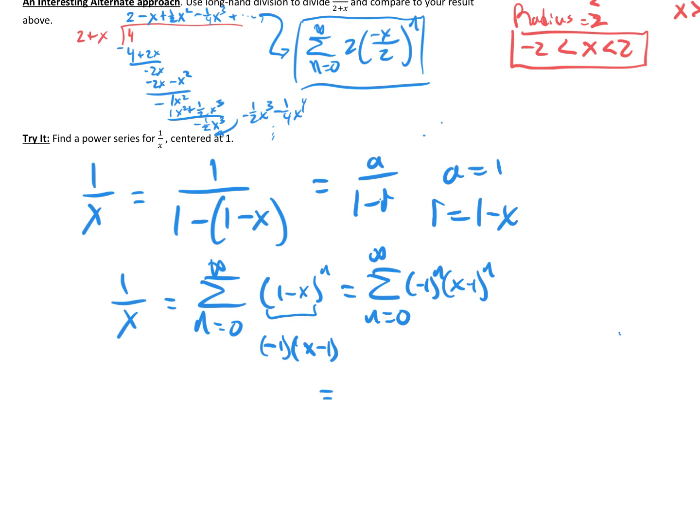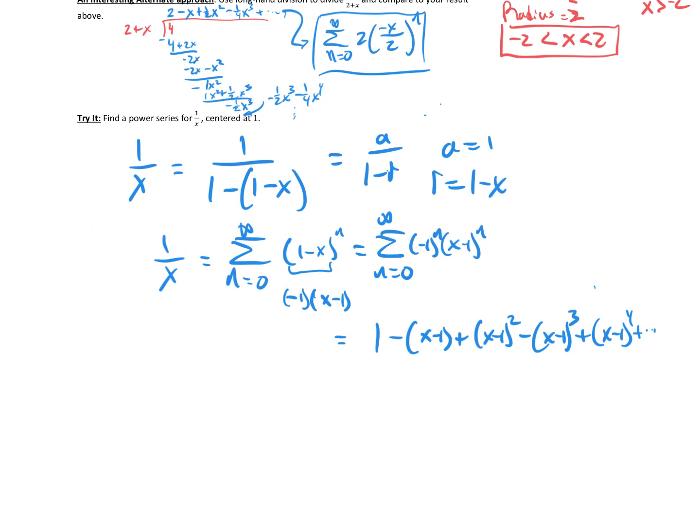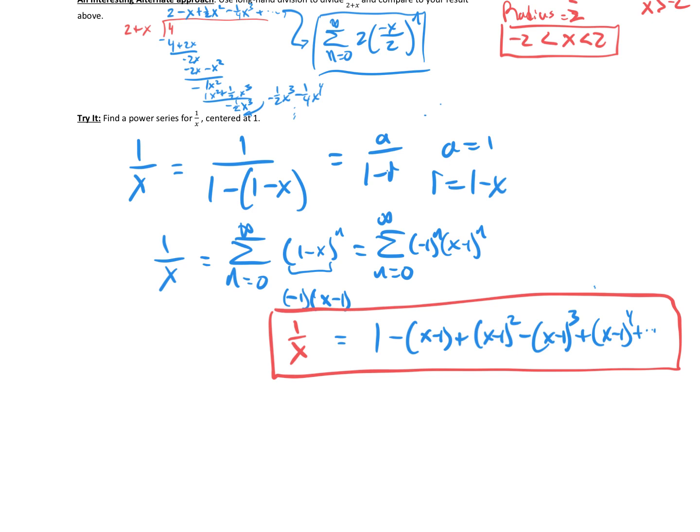Okay, and what does this look like? Well, when n is 0, the whole thing becomes 1. So 0 here and 0 here, we get 1. When n is 1, we have a negative, so it's going to be minus, so it's going to be alternating. This shows us our alternating is what this does. And we have x minus 1 to the first power. When n is 2, then this becomes positive 1, so it's plus x minus 1 to the second power, minus x minus 1 to the third, plus x minus 1 to the fourth, and so on. So there we have it. So we now have a power series for 1 over x.